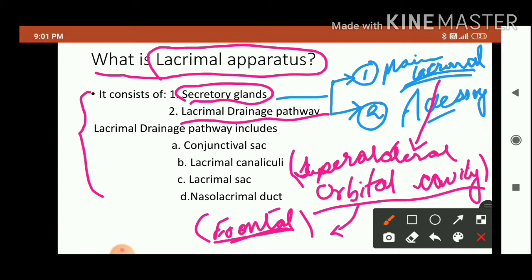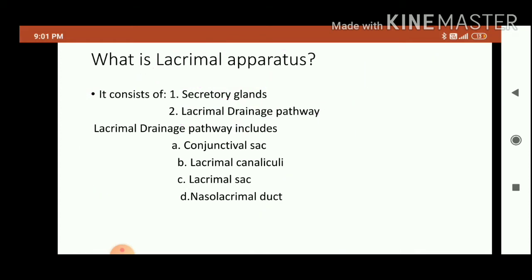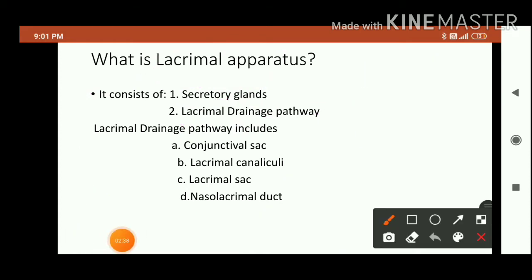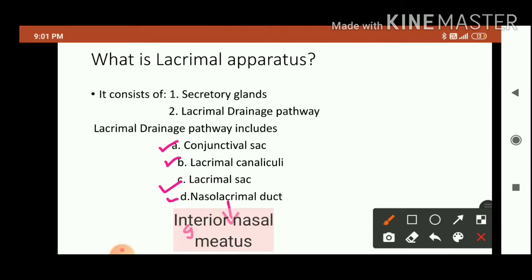Now we come to the lacrimal drainage pathway. The lacrimal drainage pathway includes the conjunctival sac. Then we have lacrimal canaliculi, then lacrimal sac, and finally the tears or the lacrimal fluid drain through the nasolacrimal duct, and it opens into the inferior concha. Yes, so the sequence goes like this.